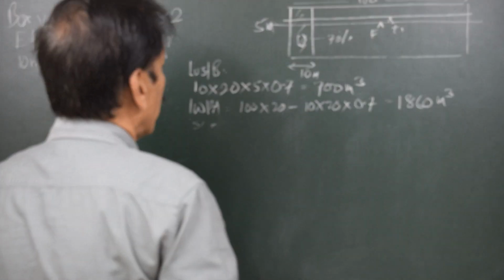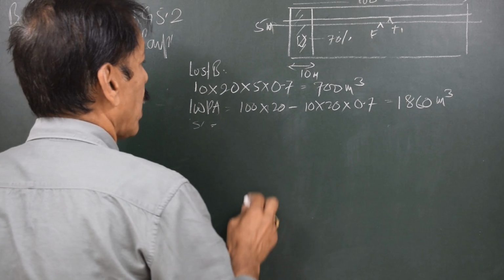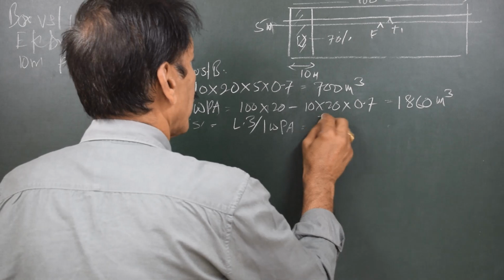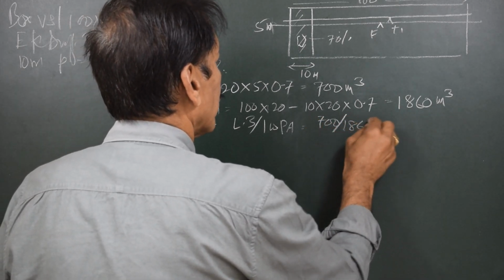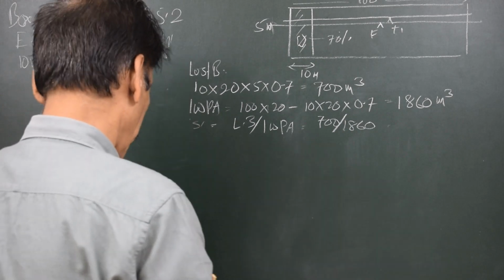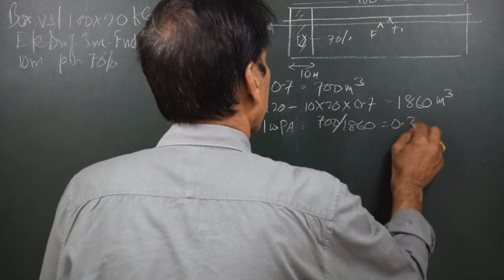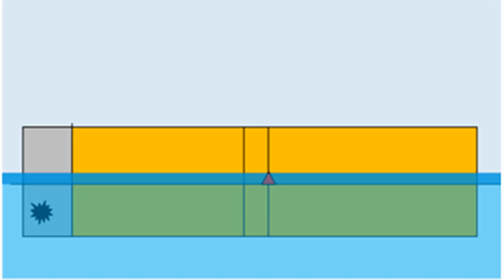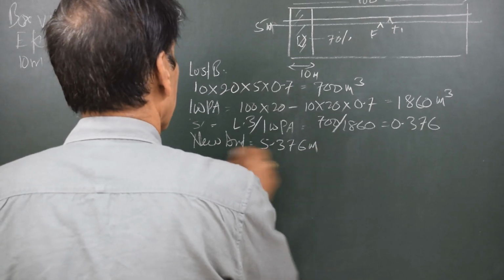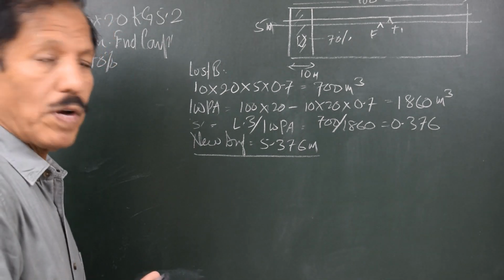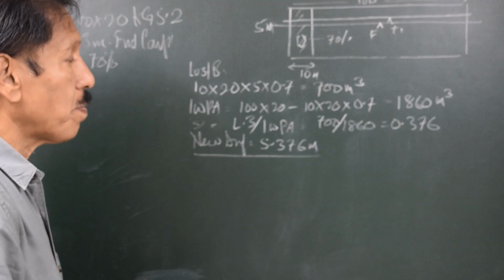So the initial sinkage can be found out as lost buoyancy divided by intact water plane area, that is 700 divided by 1860. This gives the sinkage as 0.376. Right, so the new draft can be 5.376 meters. This is what we have found out in the same fashion as in the case of a midship compartment damage.